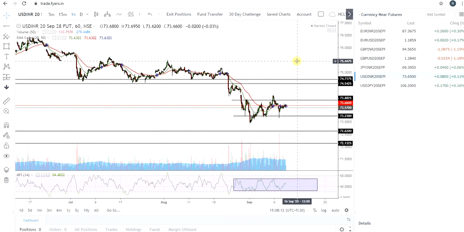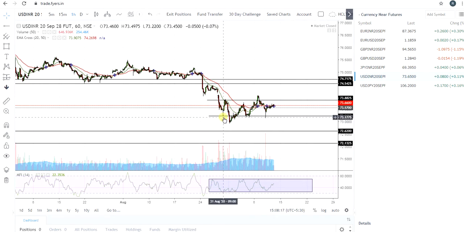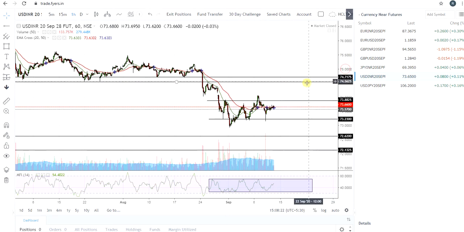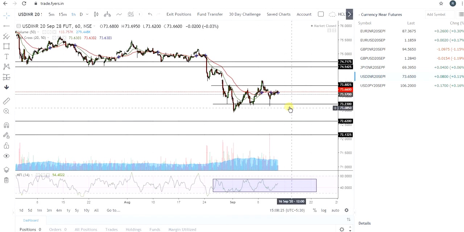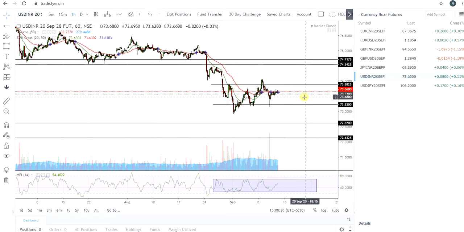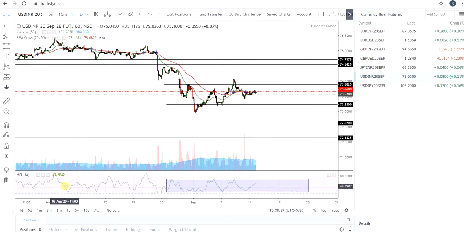If I switch to a lower time frame, if we see this, the price has been sideways for the last 2 weeks between two zones, and this is 73.23 and 73.88. So in this zone, price has been sideways despite some volatility which extended beyond the zone. Even the momentum indicator is showing that price is in a range and it's probably likely to continue that way.